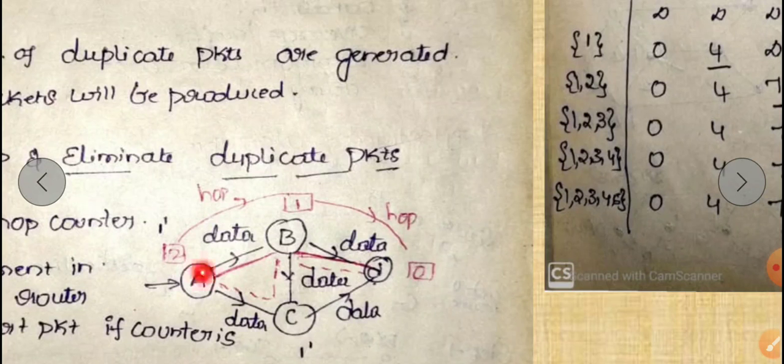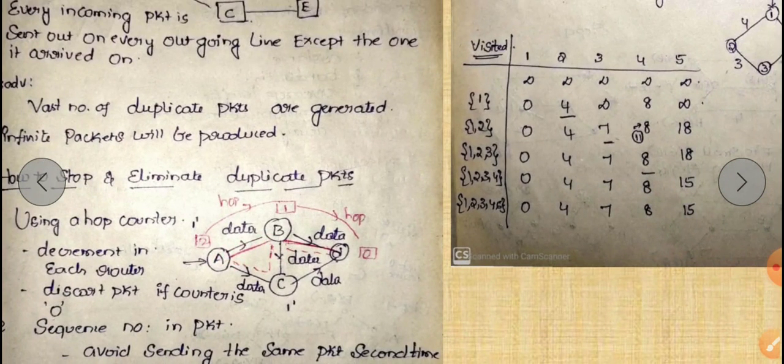Like this, every hop means when a packet is moving from one router to another router, we call it a hop, a single hop.